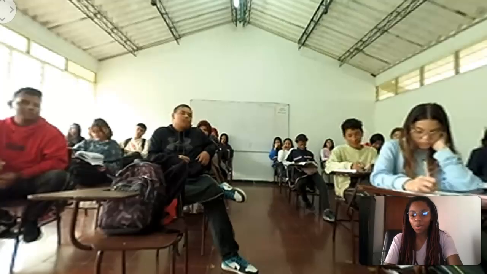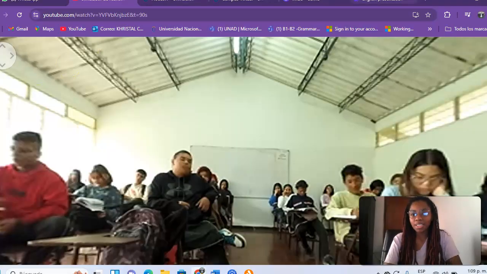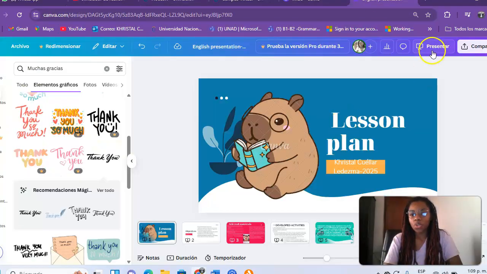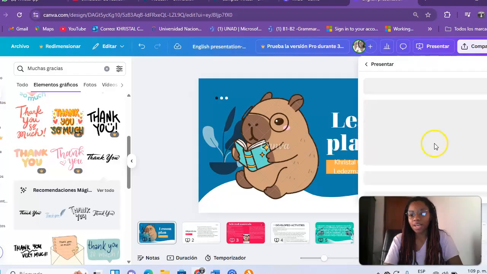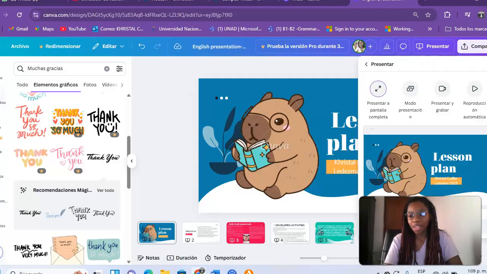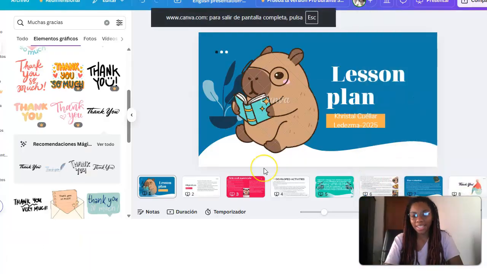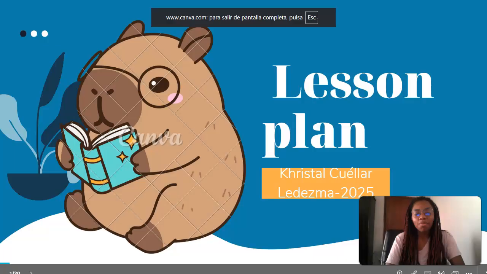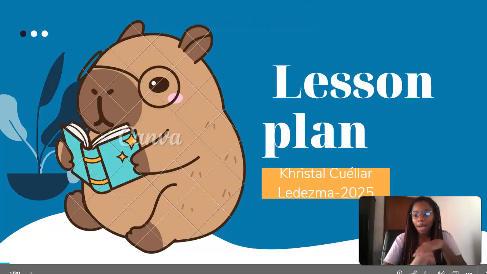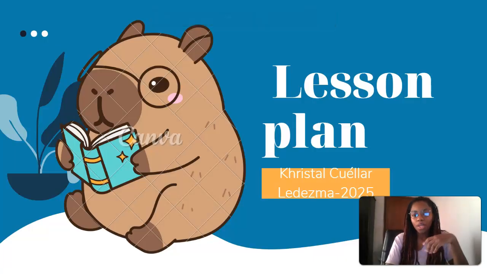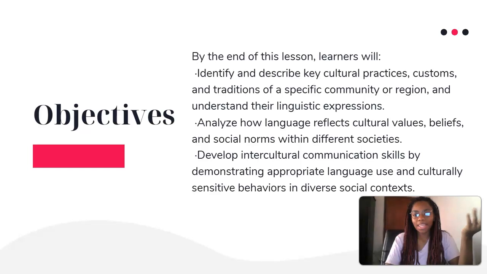So the first thing I'm going to do is present what we're going to do for today. I hope you guys have the greatest attitude because this is going to be quite exciting. For today, we will be talking about how we can implement these cultural elements in the reading. So, this is the lesson plan and the objectives.